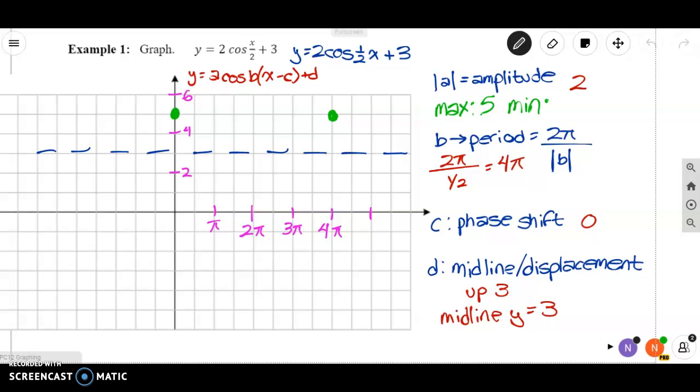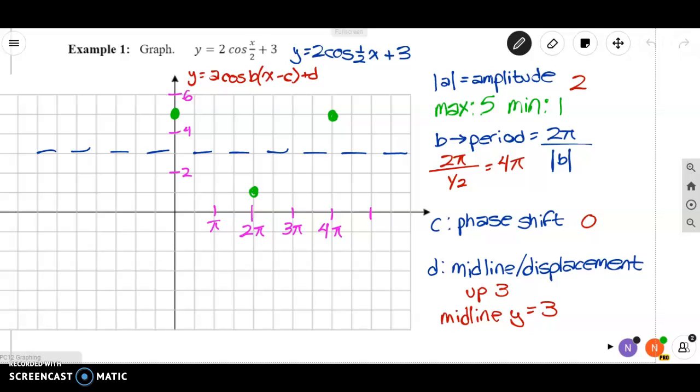Because we have a midline of 3 and an amplitude of 2, my lowest y value is going to be 1. And the nice thing about cosine is exactly halfway between the two maxima is where our minimum point is going to be. So at 2 pi, which is halfway between 0 and 4 pi, I'm going to have a y value of 1, and that gives me my minimum.